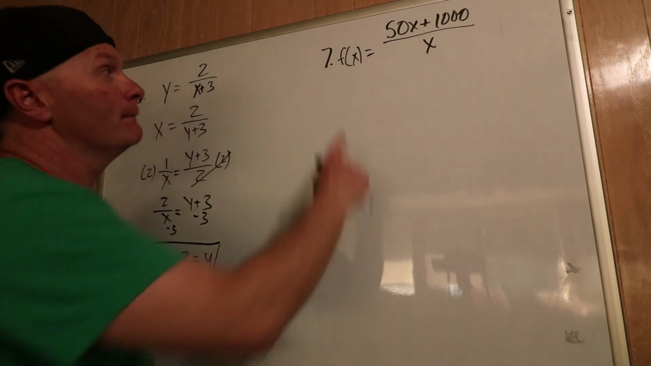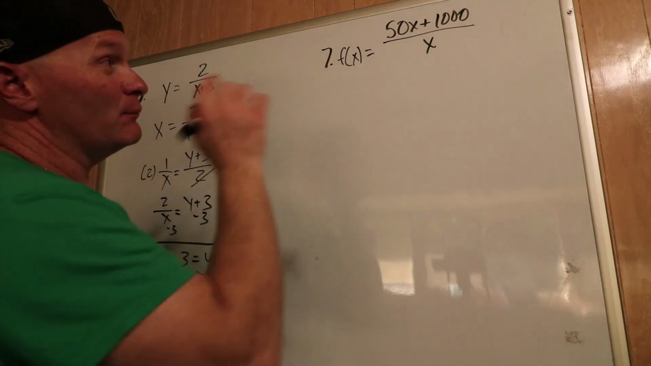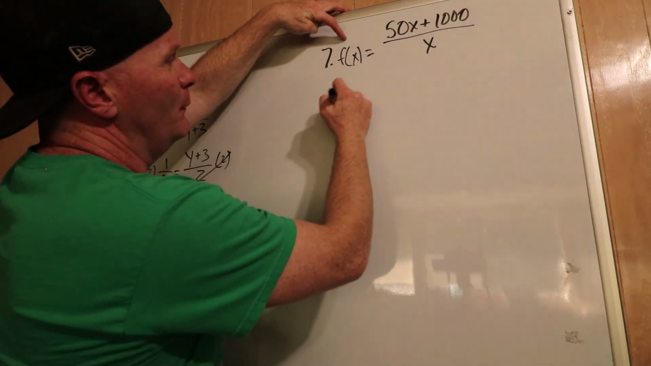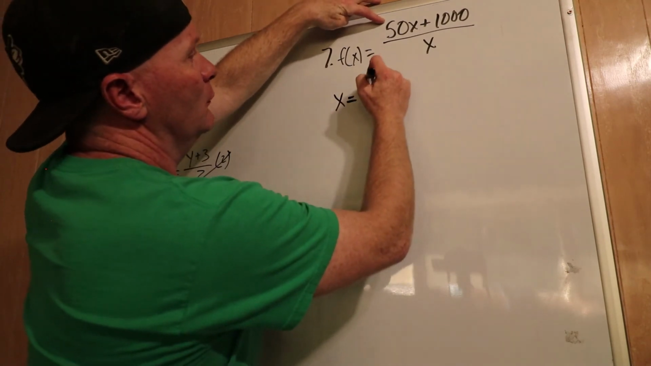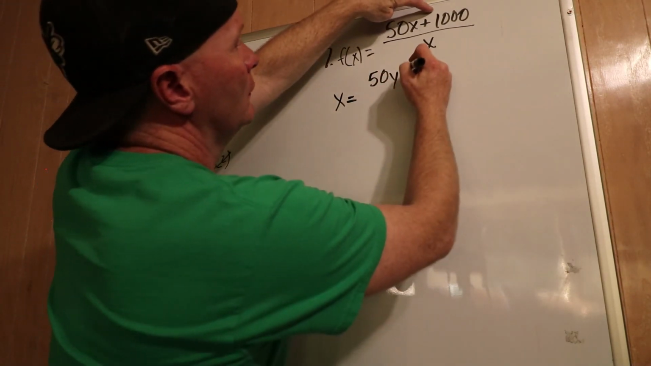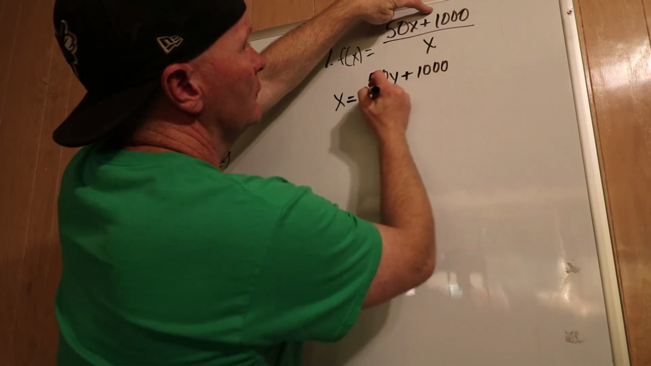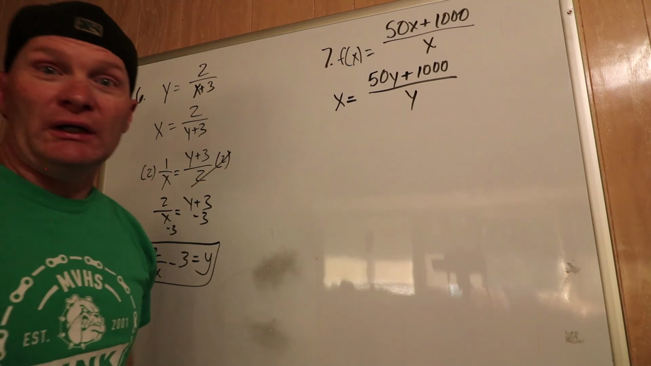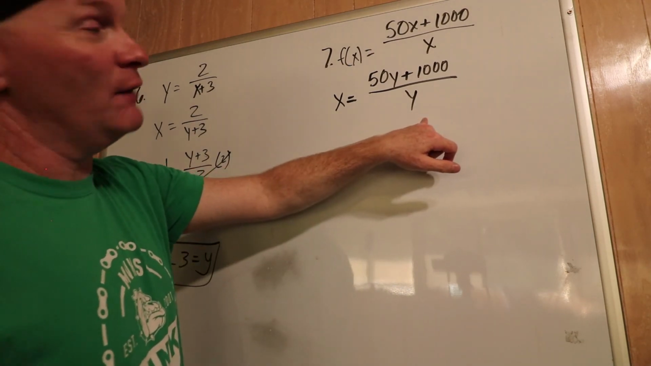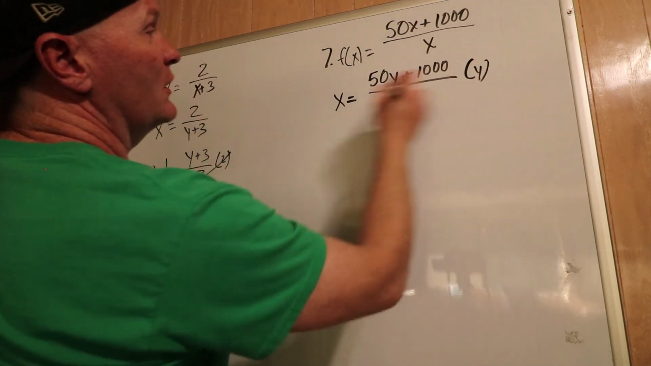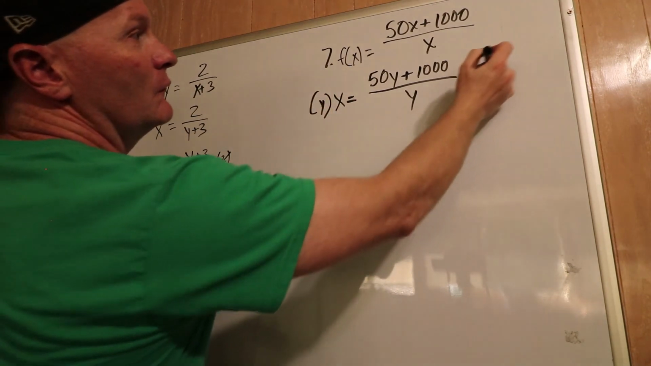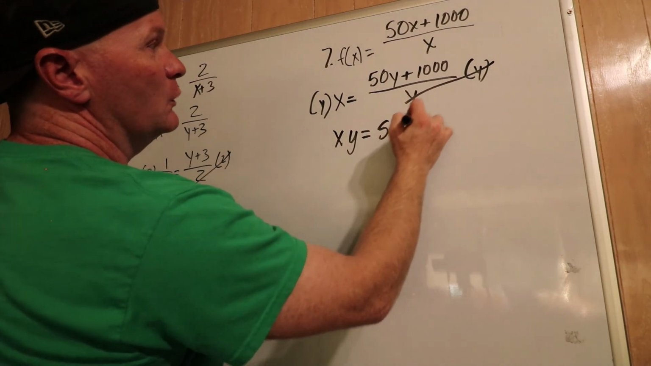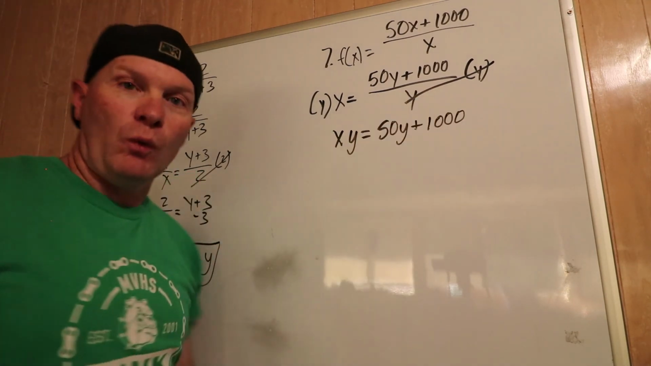Okay, let's try this one. Remember, f of x is the same thing as y, so the first step is to switch x and y. Instead of y, I'm going to make that an x, and then we got 50y plus 1,000 divided by y. It's kind of a tricky one, actually. I need to get rid of this y from the bottom, so I'm going to multiply both sides by y. Those cancel, so I get x times y equals 50y plus 1,000.